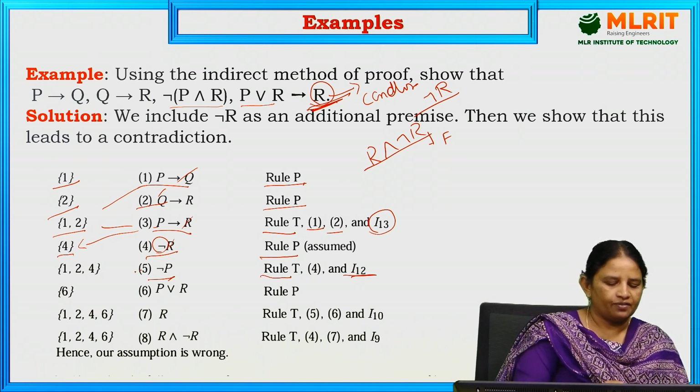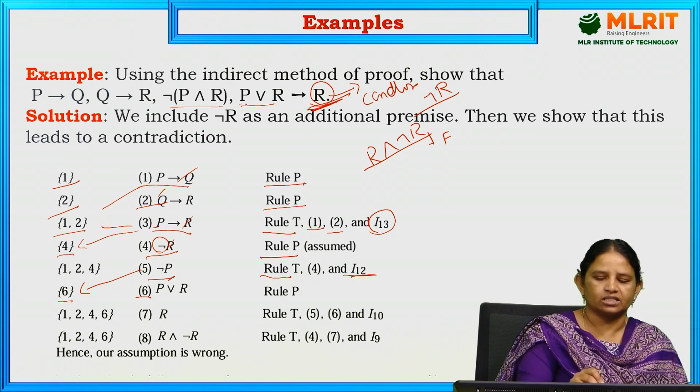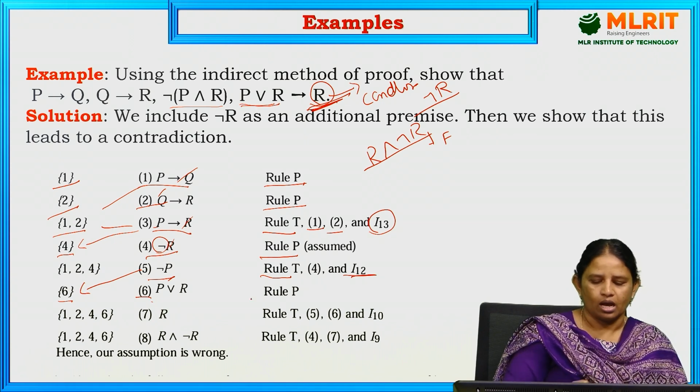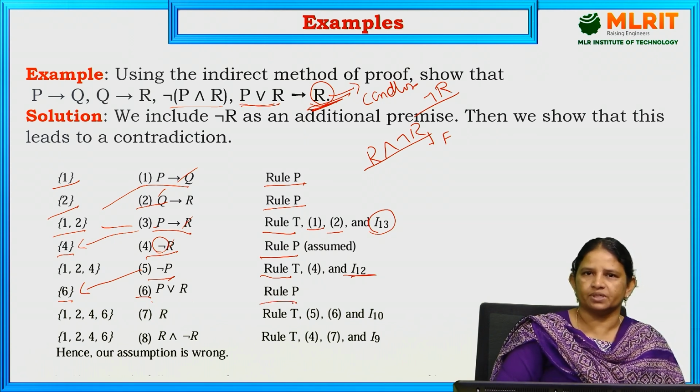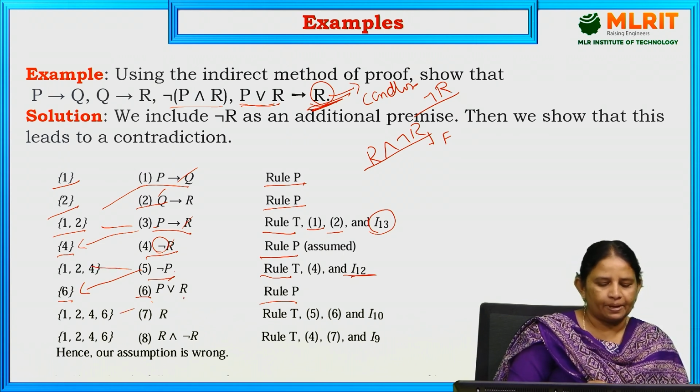Next, 5 is completed. It is the new implication, step number 6. That is, the implication number is also 6. What is the next premise? P or R. That exists in the set of premises. We can call it rule P. From 1 to 4, 6. Negation P, P or R.